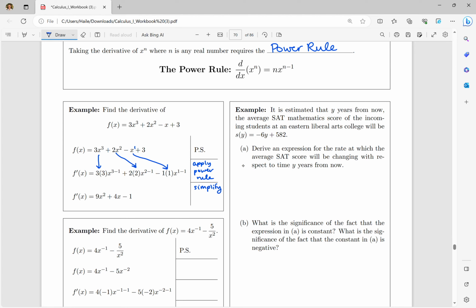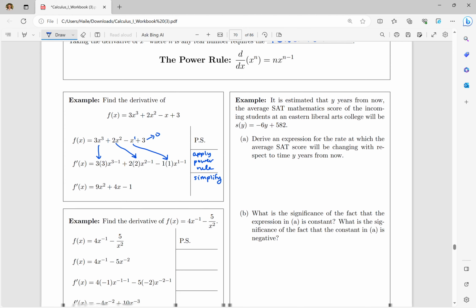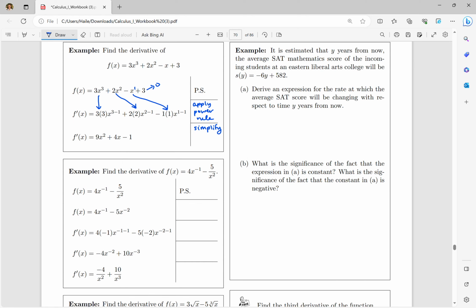Okay, so f prime of 3 is equal to 0. Or maybe I'll just do it like this. So the 3 turns into a 0, and that's why it's missing from the derivative. Okay, so not too bad. Power rule is pretty friendly.